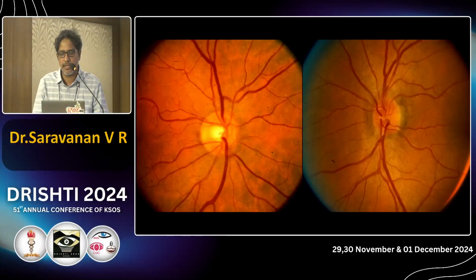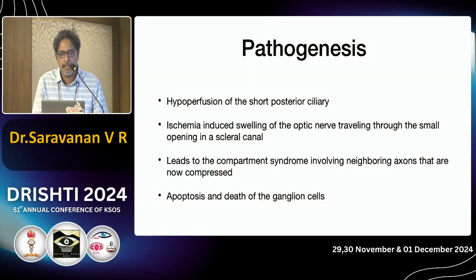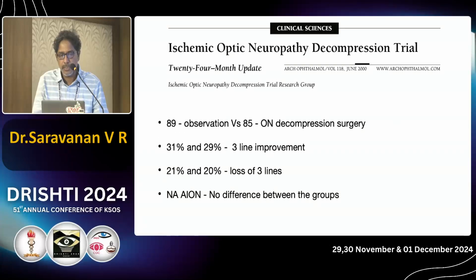So this is just showing the difference between a normal disc and a disc at risk. The disc at risk means that the other eye is also at a higher risk of developing NAION. So the treatment as far as NAION is concerned is not very great, as till now we don't have a very proper treatment for this.